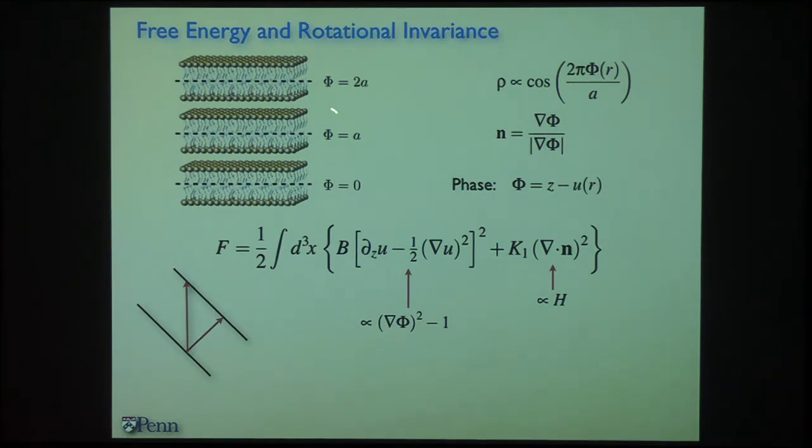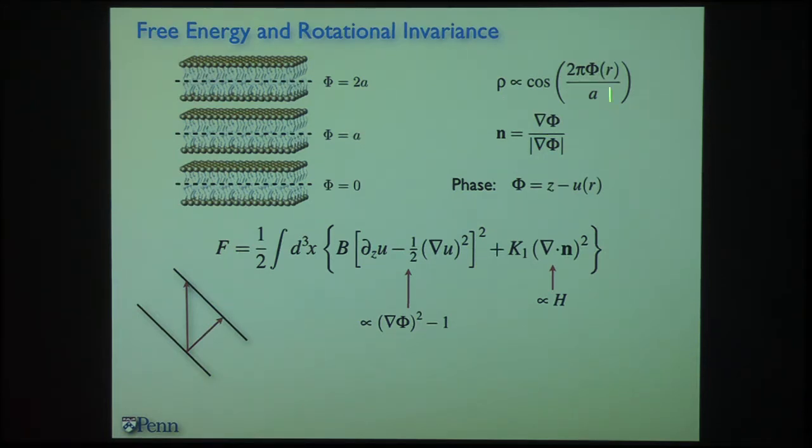Of some function phi. When phi is 0, that's the first layer. When phi is a, it's the next layer. When it's 2a, it's the following layer. You notice that if I have a function, phi of x, y, z, and I solve that, the layers will never cross into each other. So this is a good way of representing multiple surfaces.